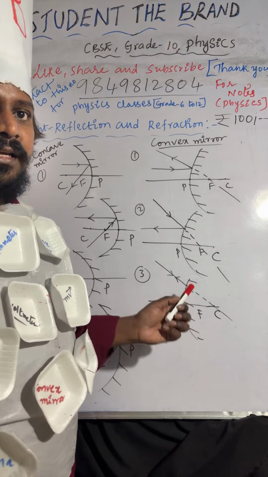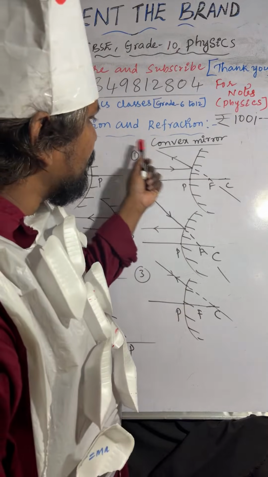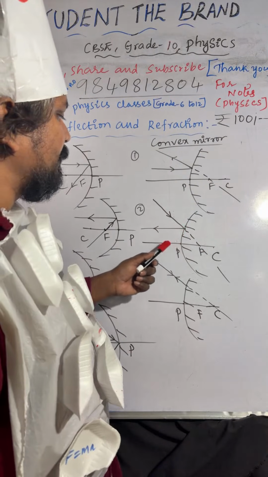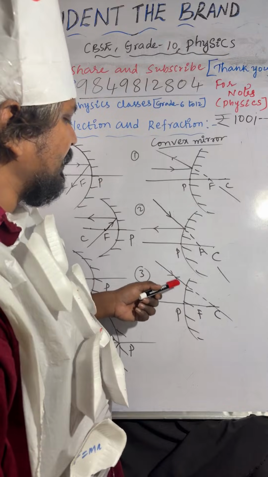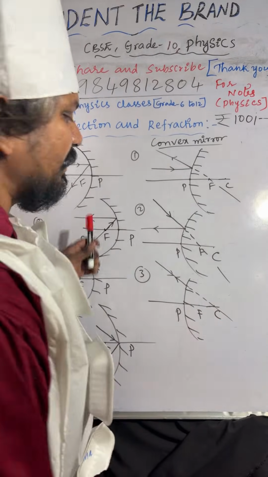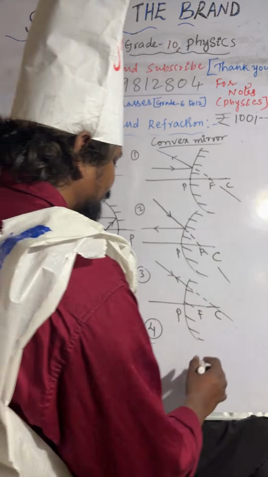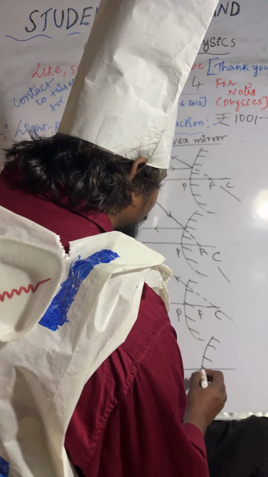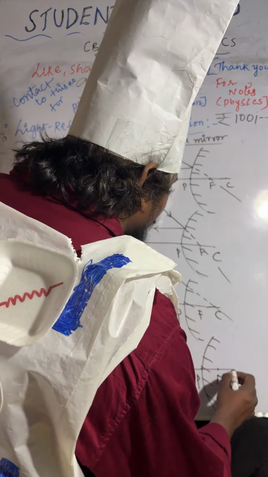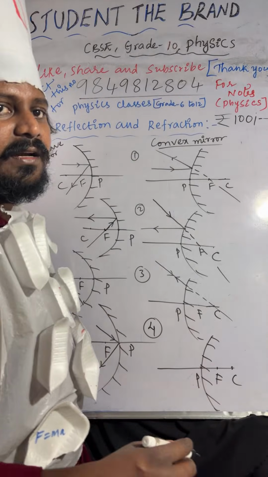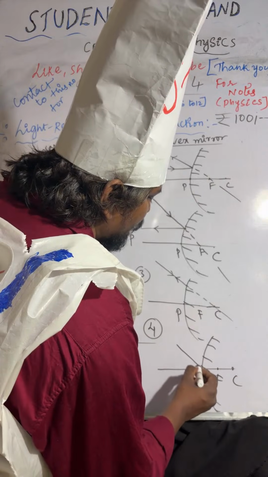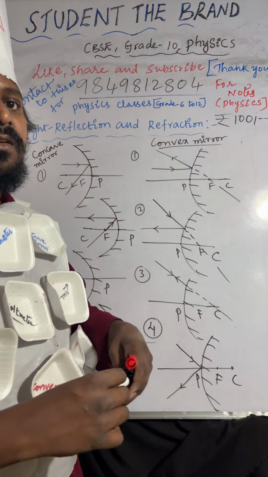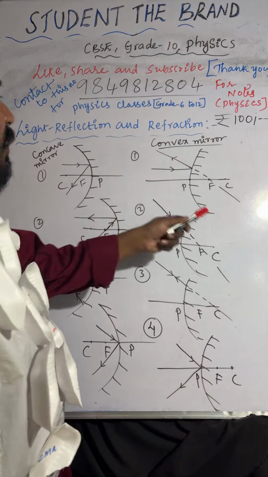Okay, so here you can see, a light ray coming from infinity, after reflection, passes through the focus. A light ray passing through the focus, after reflection, becomes parallel to the principal axis and moves towards infinity. A light ray passing through the center of curvature retraces its original path. And coming to the fourth one, here you can see the pole, focus and center of curvature. A light ray incident at the pole reflects back. Okay, so these are the ray rules of concave mirror and convex mirror.